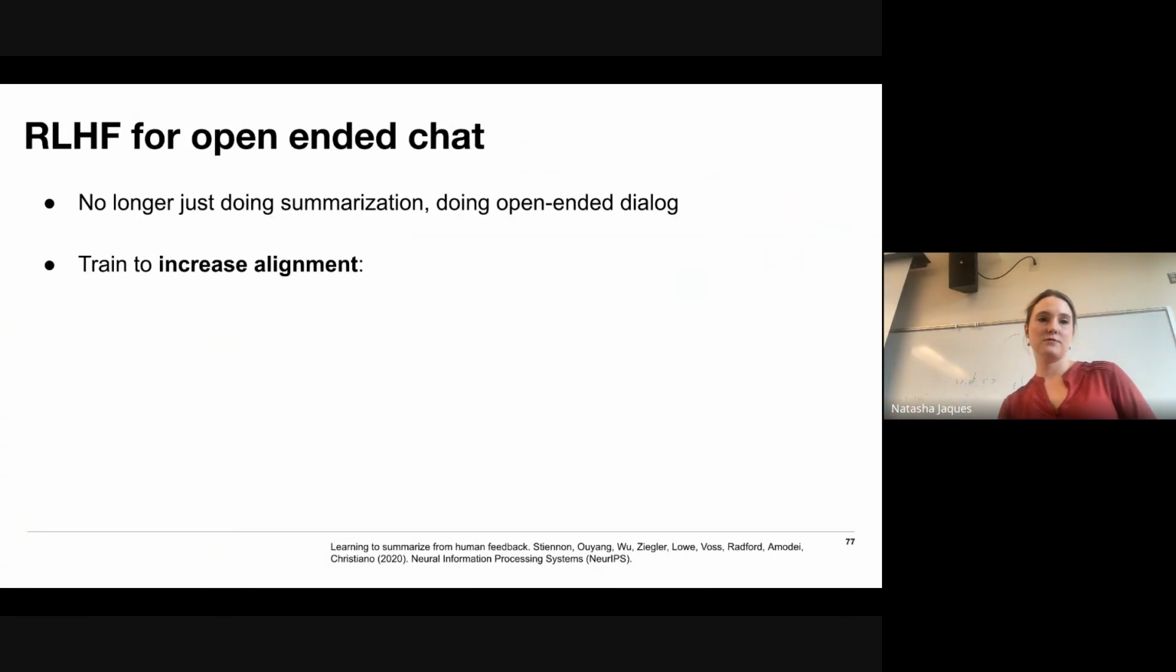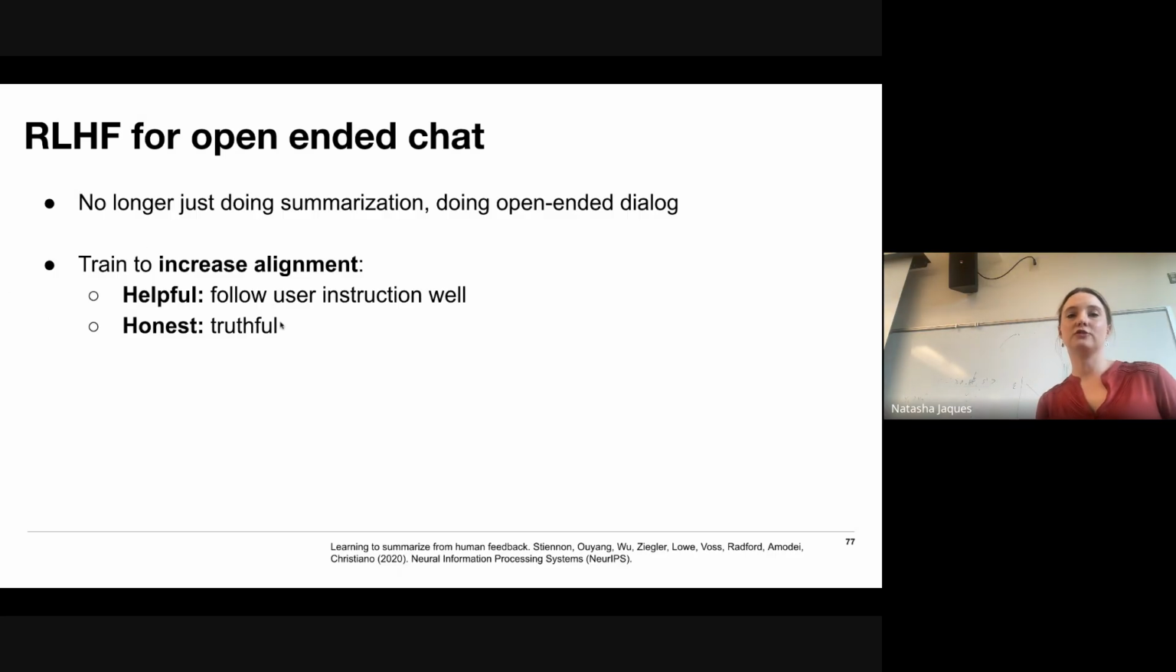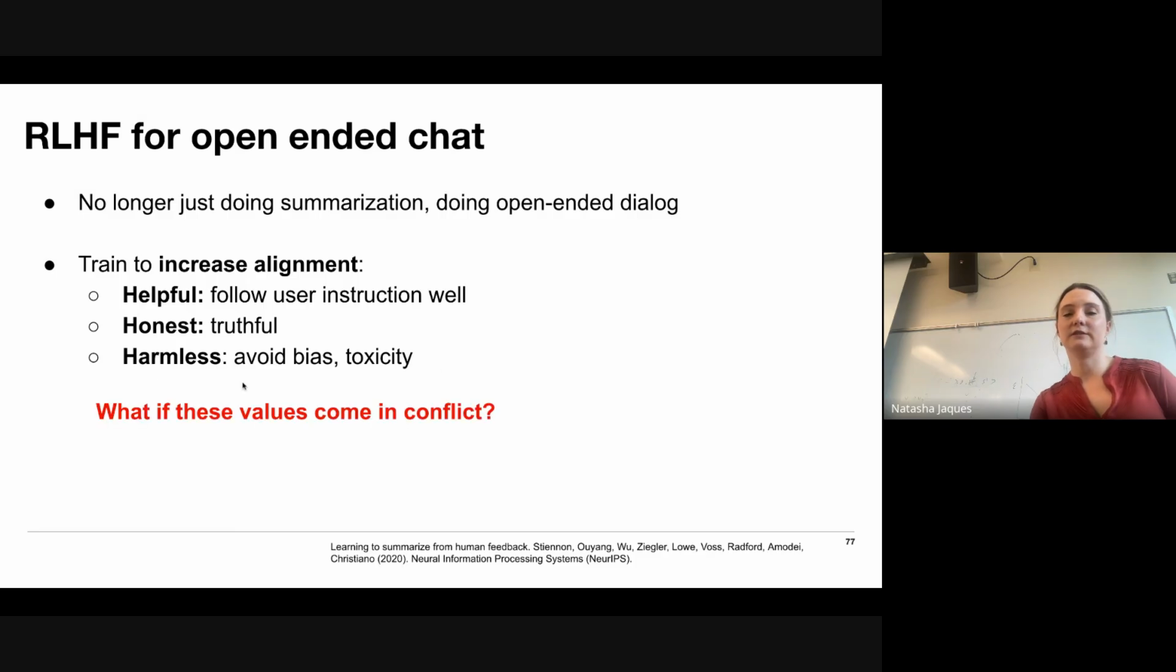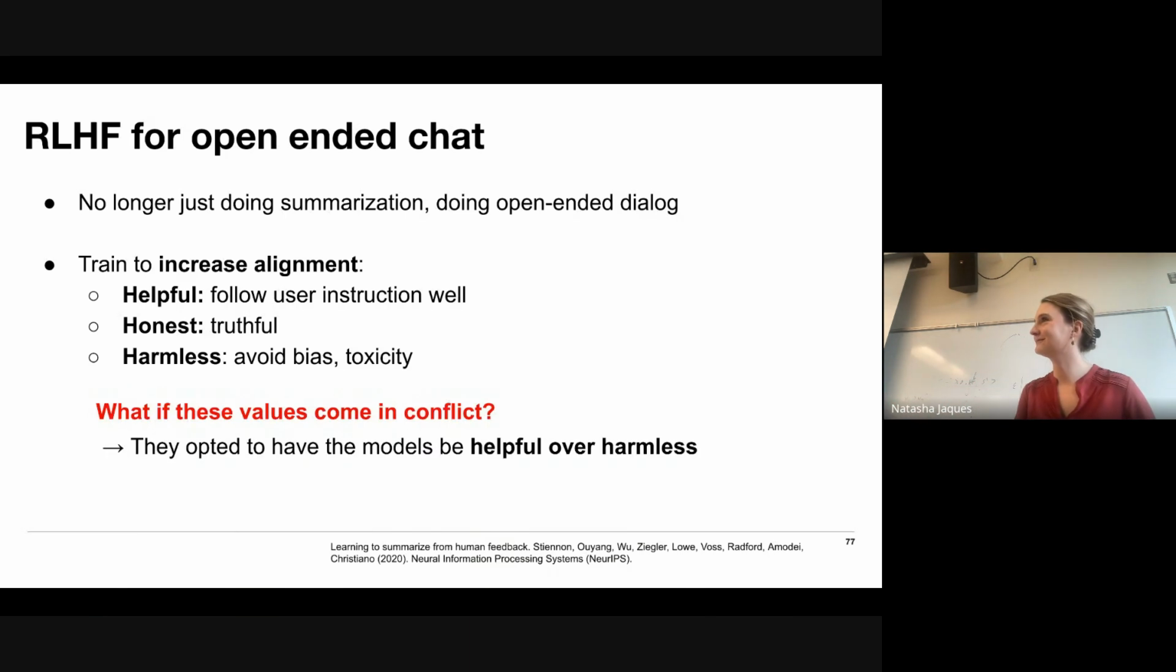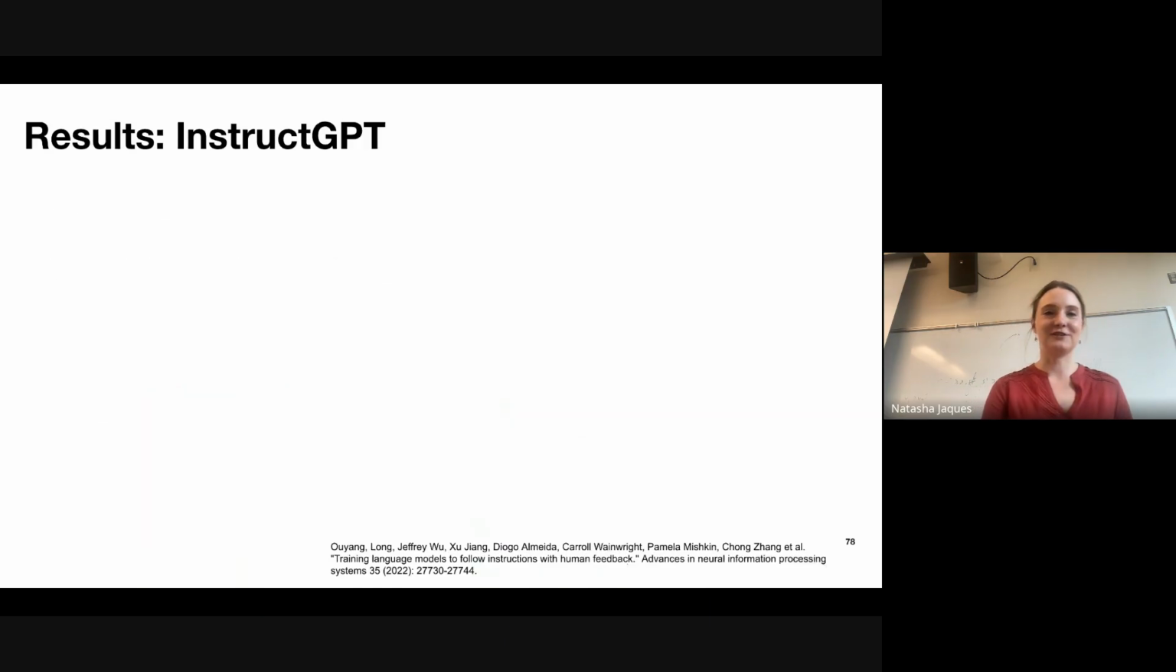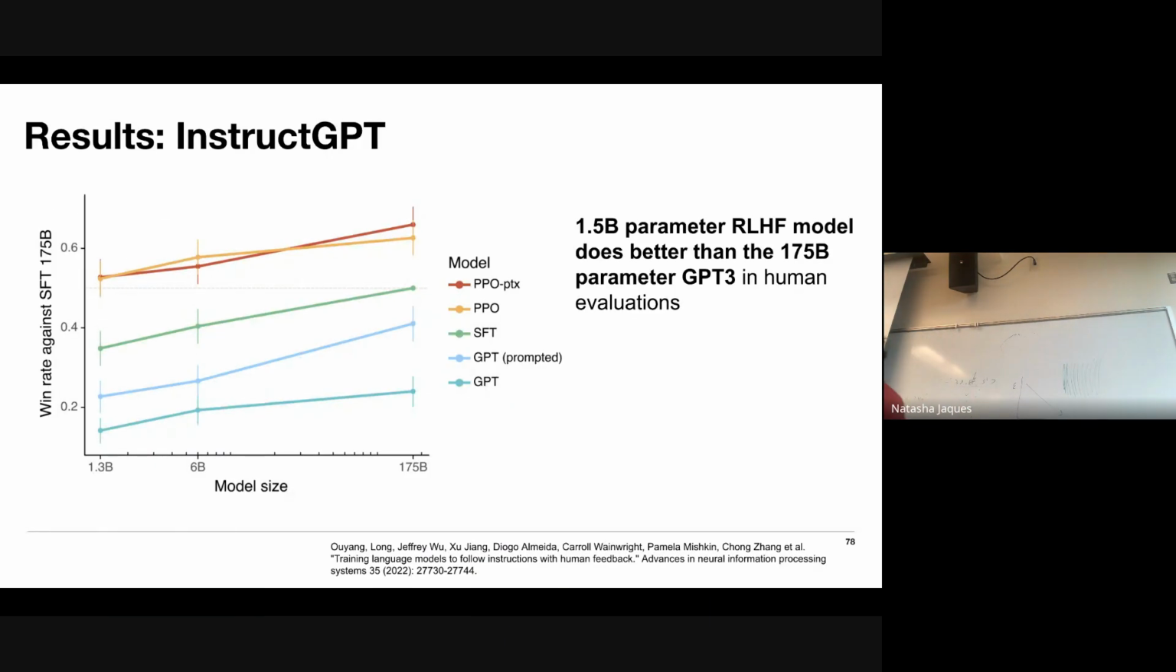And now you're also not just doing summarization, you're trying to increase alignment. So they're training to be helpful and honest and harmless, and to avoid bias and toxicity. What did they, in this paper, say they were going to do if these values come into conflict? If you can't be both helpful and harmless, what should you do? You would say harmless. In this paper, they said helpful. So make a better chat model rather than a completely harmless one. So this is interesting.